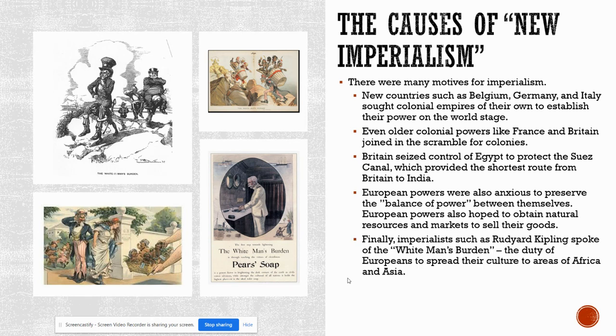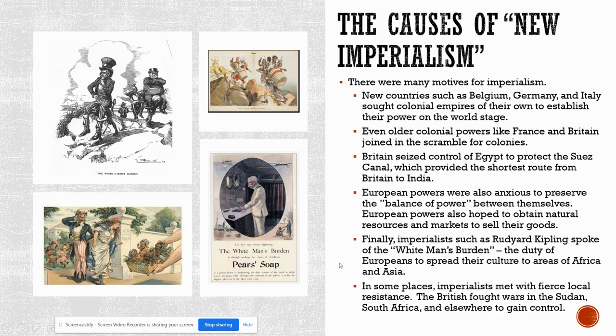Finally, imperialists like Kipling spoke of the white man's burden, the duty of Europeans to spread their culture to areas of Africa and Asia. So really the white man's burden is they thought they were so superior, which you see over here in this picture, but really in all these pictures, that it was their duty to go and civilize these different places. In some places, the imperialists met with fierce local resistance, and the British fought wars in the Sudan. They fought wars in South Africa, and a lot of other places. So a lot of these places didn't just give up; they actually fought back against the British.